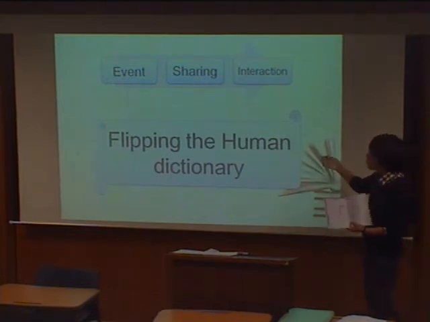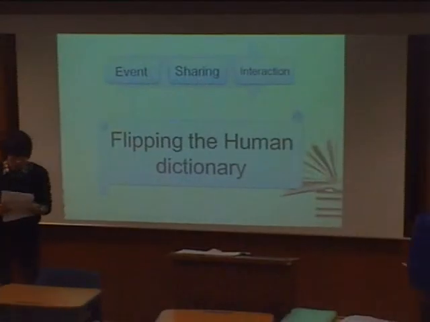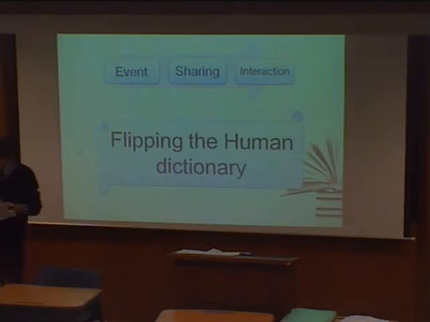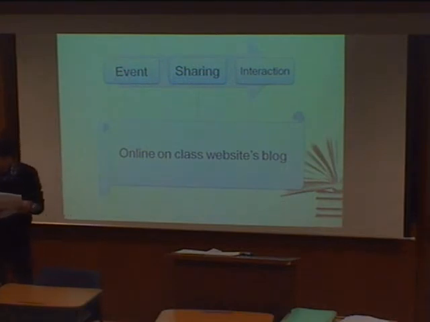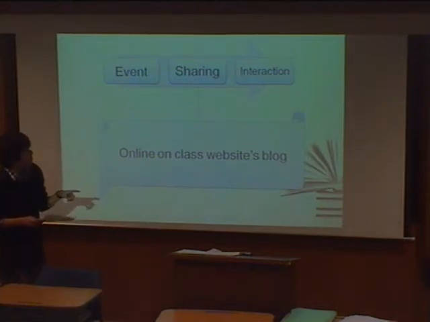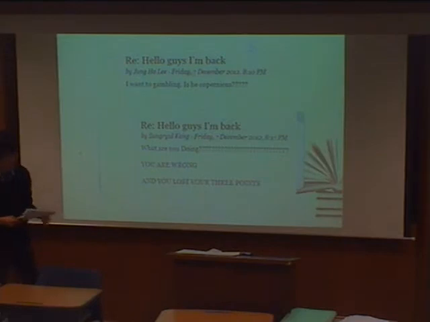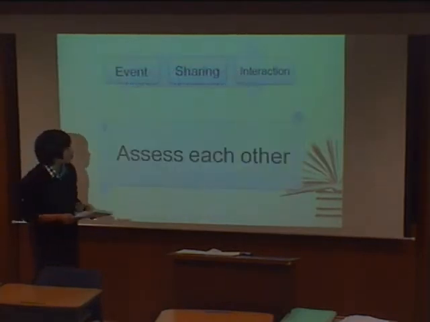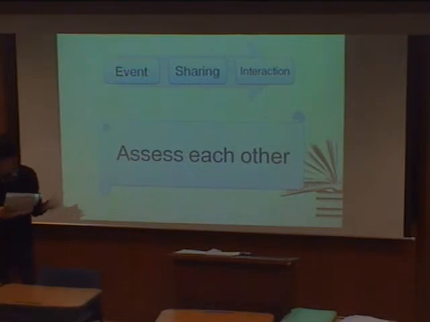This is the process of our project. The first stage is the event, Flipping the Human Dictionary. In order to do the game, we use interesting English language websites, recording, and a dictionary. The second stage is sharing. Students should exchange their opinions through the website blog by replying to each other. For example, in this picture, Jomo and I are sharing ideas. And the third phase is interaction. Students are evaluated on their work by the others.